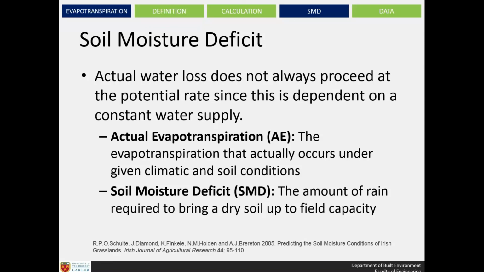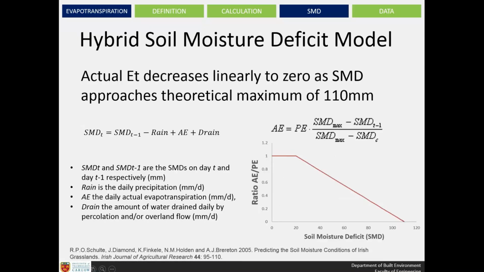So there are two key concepts. Actual evapotranspiration is the rate at which it actually occurs, and that's related to the history. What has happened in the past? Has there been a dry period or a wet period? Is the soil saturated or not? And also the current soil moisture deficit, which is defined as the amount of rain required to bring a dry soil up to field capacity. If you get involved in catchment modeling, such as rainfall-runoff modeling, different models will model soil moisture deficit, recharge and actual evapotranspiration differently.